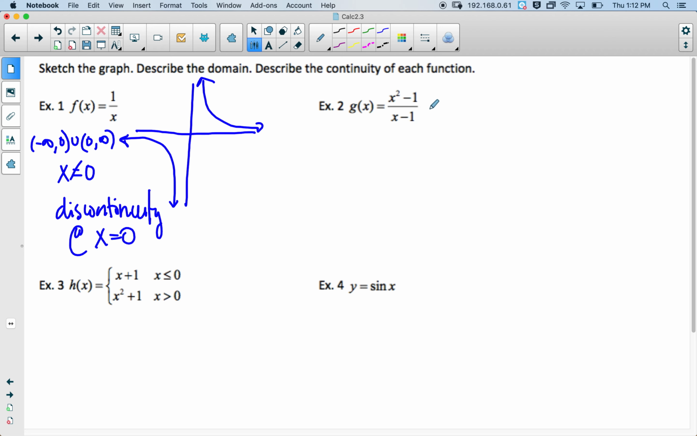This function right here, what we can do is we can factor the top. So that's the difference of two squares. So that becomes x plus 1, x minus 1. That's an important pattern to know. Divided by x minus 1. So those cancel. And remember from our notes prior, this is called a removable discontinuity.